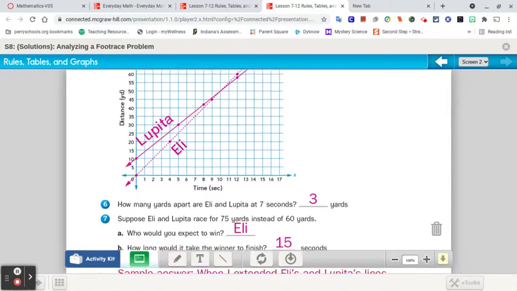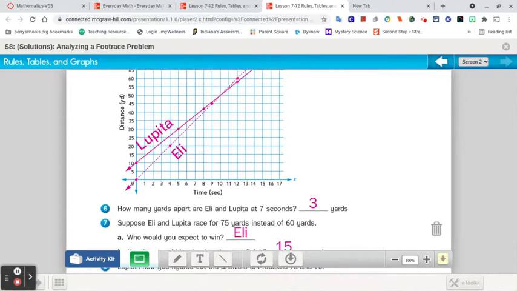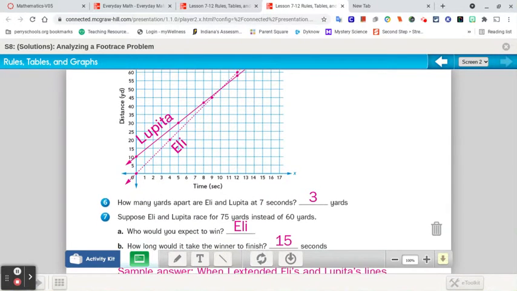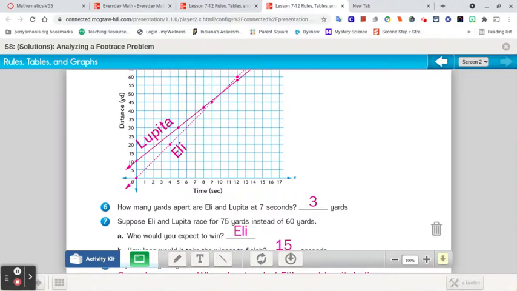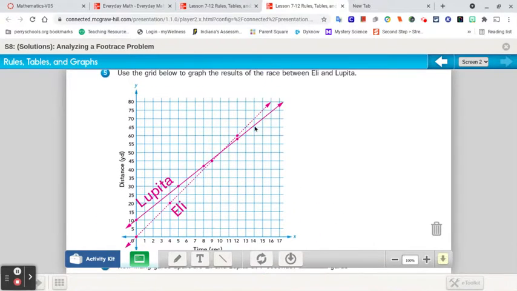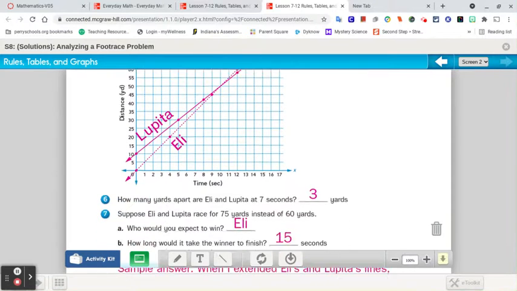Okay, suppose Eli and Lupita race 75 yards instead of 60. Who would you expect to win? Well, Eli would be the person you would expect to win just because he's already gaining on her and he can do 5 yards in 1 second, whereas Lupita can only do 4 yards in 1 second. So you can see him taking the lead and he can get more yards in 1 second. So I would expect him to go ahead and finish and win the race.